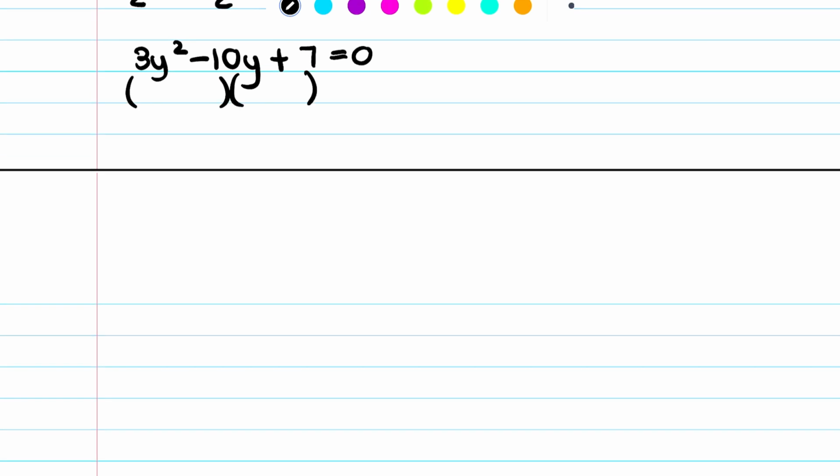So now I'm going to factorize. Draw your two brackets, stick an equal sign behind it, and you know that the one bracket's definitely going to have 3y and the other one is going to have y, right? Because the only factors of 3 are 1 and 3.